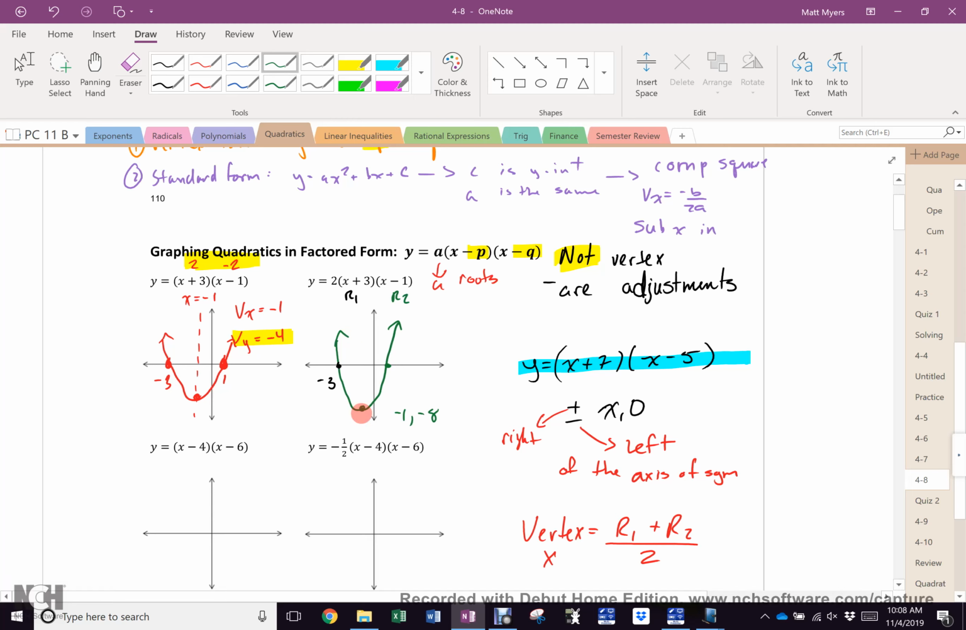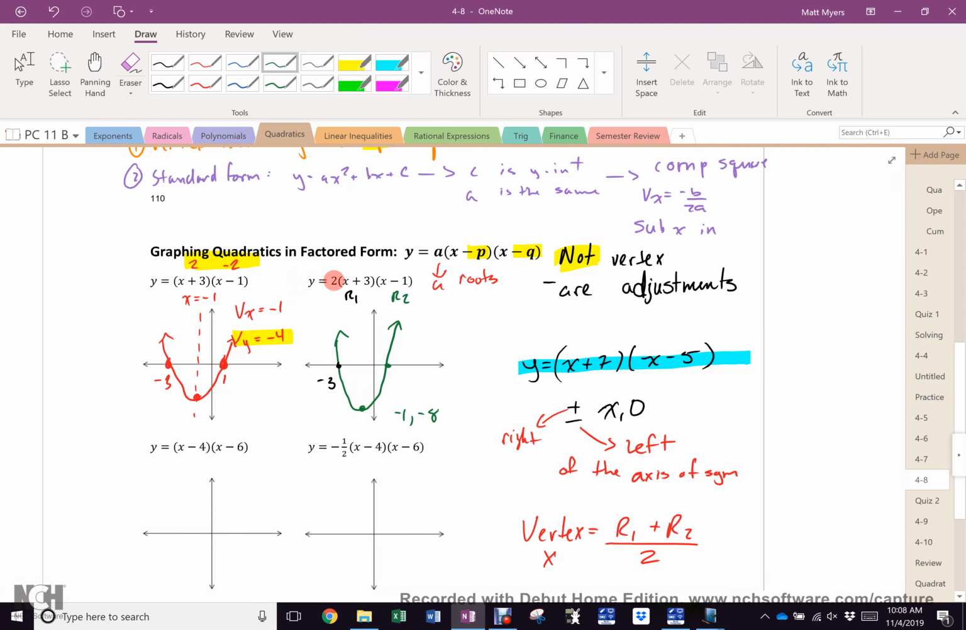To get the vertex? Well, because there's a stretch of 4, on a normal parabola, I would go over 2 and down 4, right? Or over 2 and up 4, right? Depending on which way you're going. But because there's a stretch here, I can't go 4. I've got to double it, so I go 8. Okay? Everybody good?